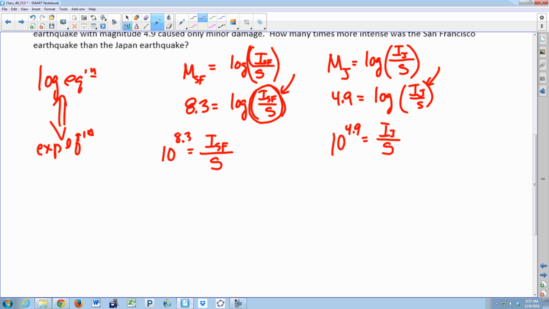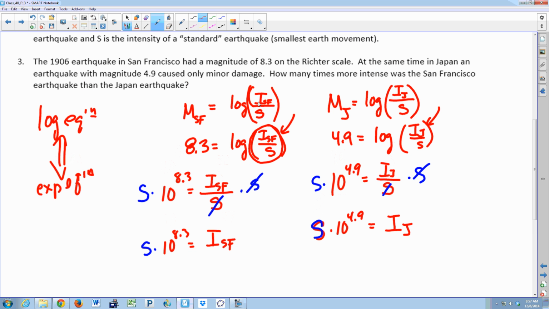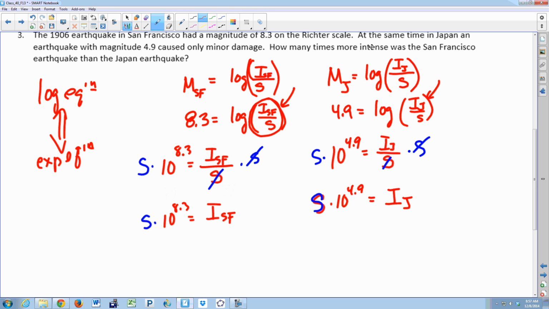I can do cross products, or I could multiply both sides by S. The S's will cancel on the right side. And so I get S times 10 to the 8.3 is equal to the intensity of the San Francisco earthquake. And S times 10 to the 4.9 is equal to the intensity of the Japanese earthquake. Remember, I was originally asking how many times more intense is the San Francisco earthquake compared to the Japanese earthquake?